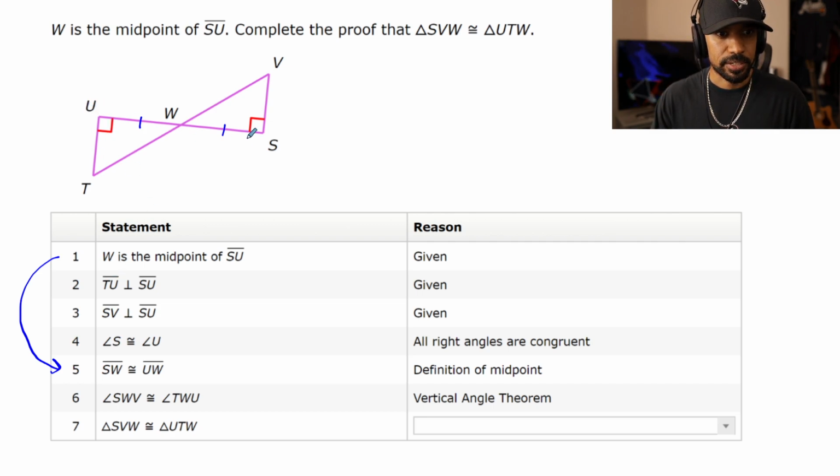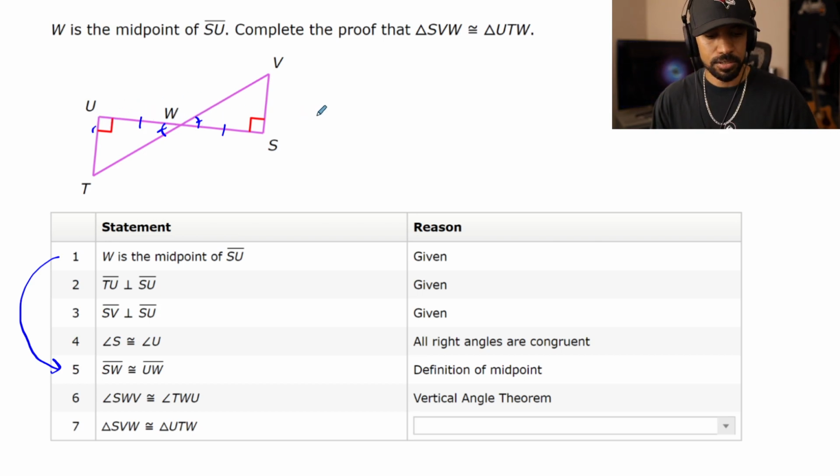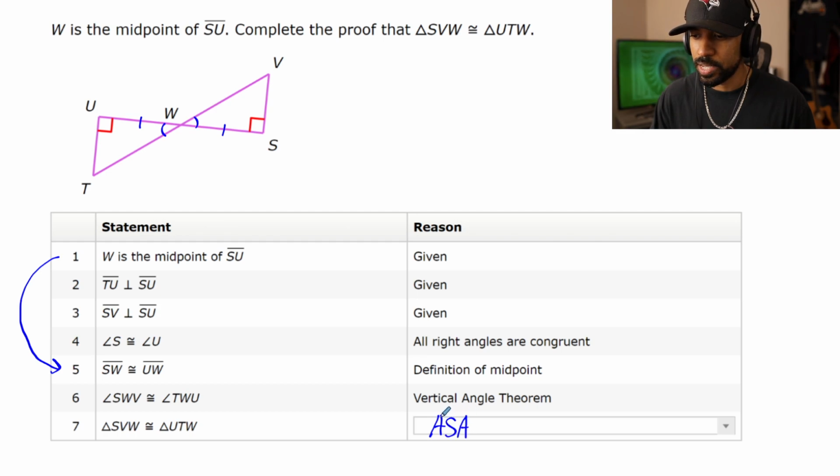Segment TU is perpendicular to segment SU, and segment SV is perpendicular to segment SU right there. All right angles are congruent is what they're going to state right there, so they made that marking. And finally, these two angles here, SWV and TWU, are congruent. These are vertical angles. Vertical angles right there, that mark those two congruent. Now these two triangles are congruent by angle, side, angle. I mean, that's what it is. This is angle, side, angle because the side is in between the known sets of congruent angles, and we're done.